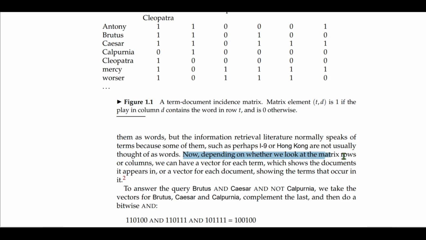Now, depending on whether we look at the matrix rows or columns, we can have a vector for each term, which shows the documents it appears in, or a vector for each document that shows the terms that occur in it.